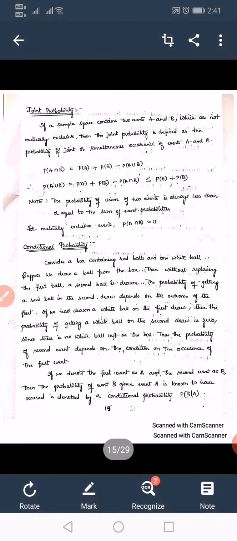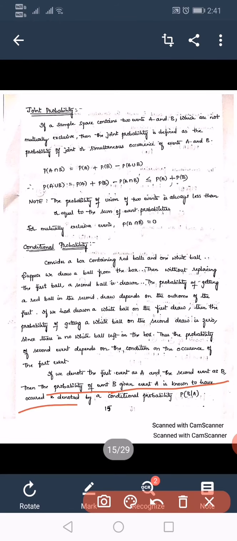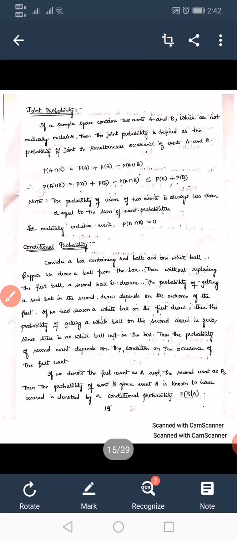See here the definition of conditional probability: the probability of event B, given that event A is known to have occurred, is denoted by the conditional probability P of B given A. The probability of the second event depends on the condition of the occurrence of the first event. This is called conditional probability.